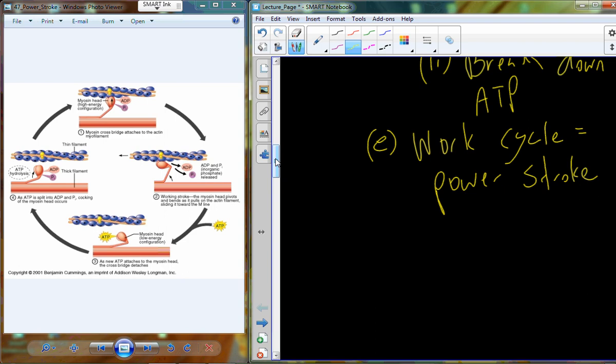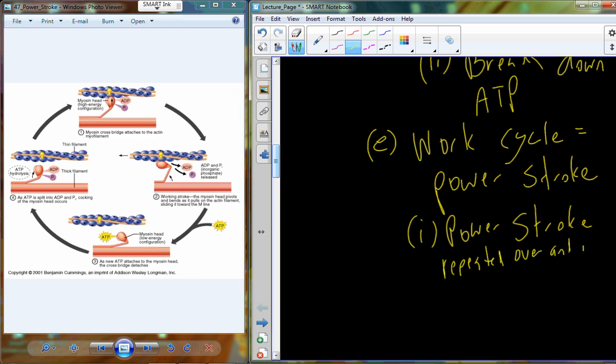Now this power stroke, or our whole work cycle or duty cycle, is going to occur continuously as long as there is a nerve signal. So as long as there is a nerve signal, we're going through this process continuously. And this actin molecule is being moved relative to its original position, shortening that whole structure we call the sarcomere.